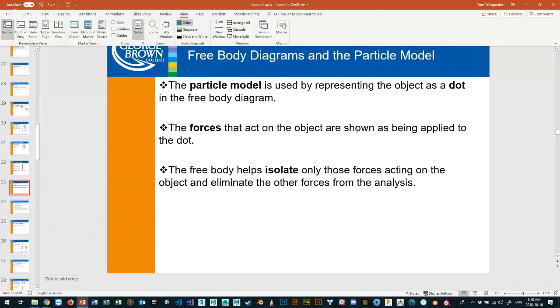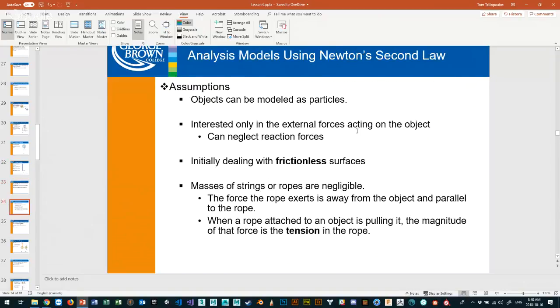Okay, so we have this idea of a particle model that we've been using, and we have to make some assumptions in this course, especially for this part. Objects can be modeled as particles, number one. That means there are no real irregularities. It's not like the object is imbalanced on one side or the other. It's not squishy, it's not made of air in one part and matter in another. It's like a contiguous mass.